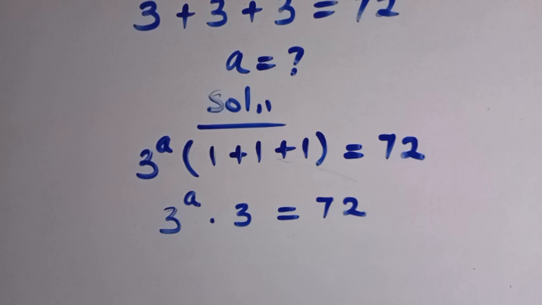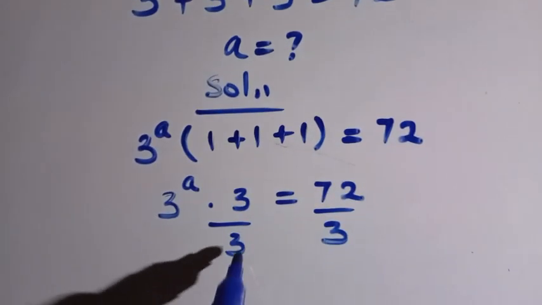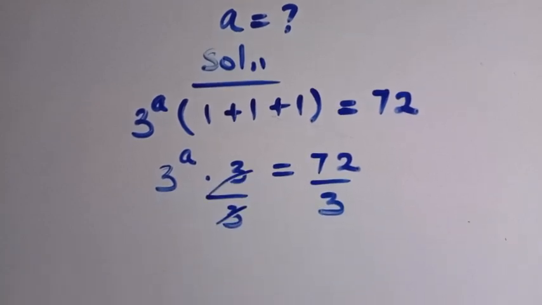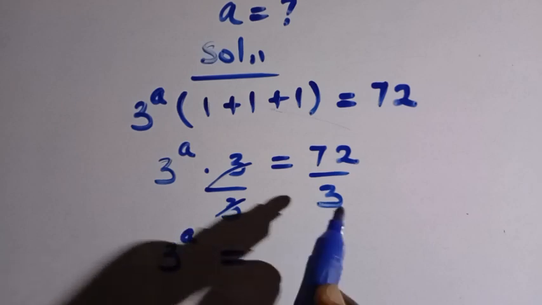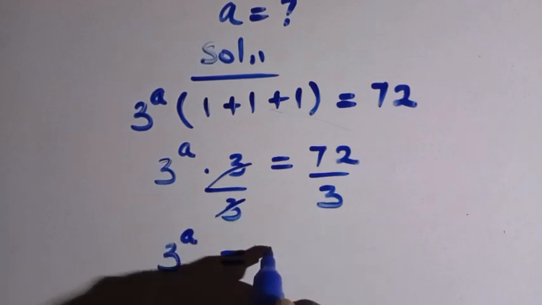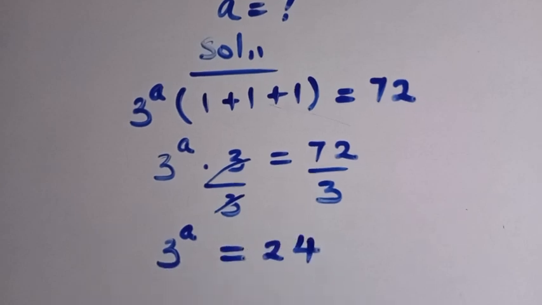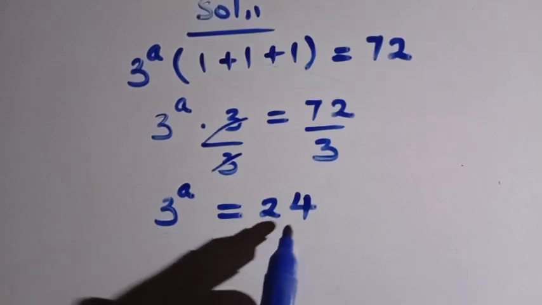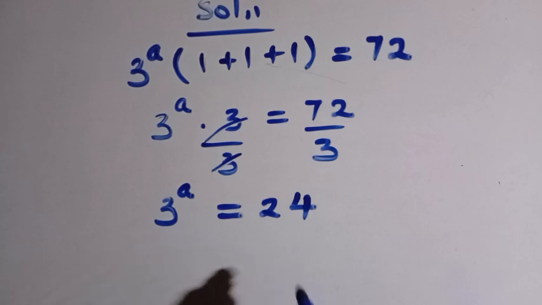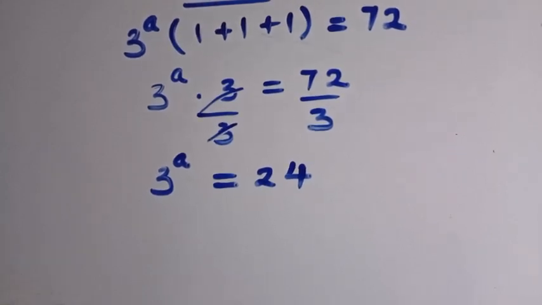So then let's divide both sides by 3 here. By dividing both sides by 3, 3 cancels 3, and this reduces to 3 power of a equals 24, since 3 goes into 72, 24 times. We cannot express 24 as a power of base 3, so that we can cancel and get the value of a. Since we cannot do that, the next thing we do is introduce log on both sides.